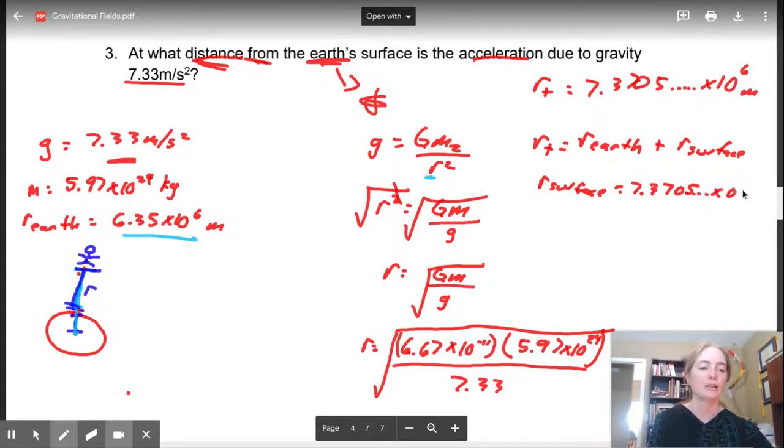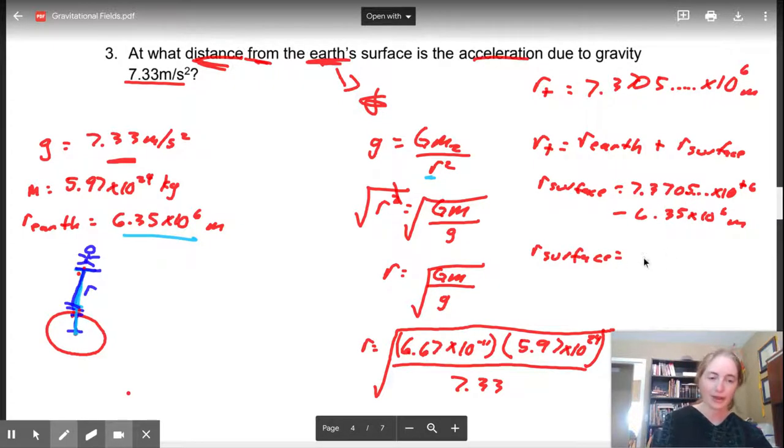7.3705... times 10 to the power of 6, minus your radius of Earth, which is 6.35 times 10 to the power of 6 meters. So our radius, how far we are from the surface of the Earth, is equal to, ladies and gentlemen, once you put it into your calculator, 1.000519... times 10 to the power of 6 meters.